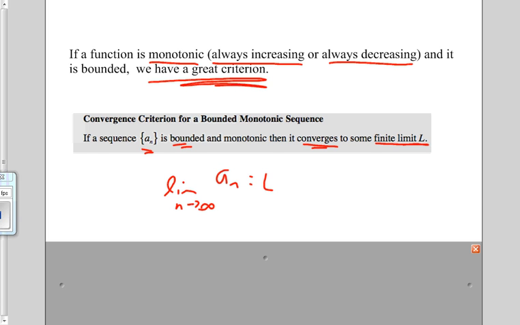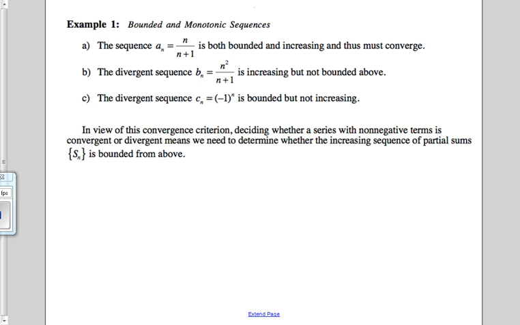All right, well, how does that help us? Right now we're just talking about sequences, and then we'll extend this to series. So we've got our first example. It says the following sequence a sub n, where a sub n is n over n plus 1, is bounded and increasing, thus it must converge. Let's talk about why it's bounded. The limit as n approaches infinity of n over n plus 1 is going to equal 1. We could use L'Hopital's rule to get that: you'd end up with 1 over 1, which equals 1.